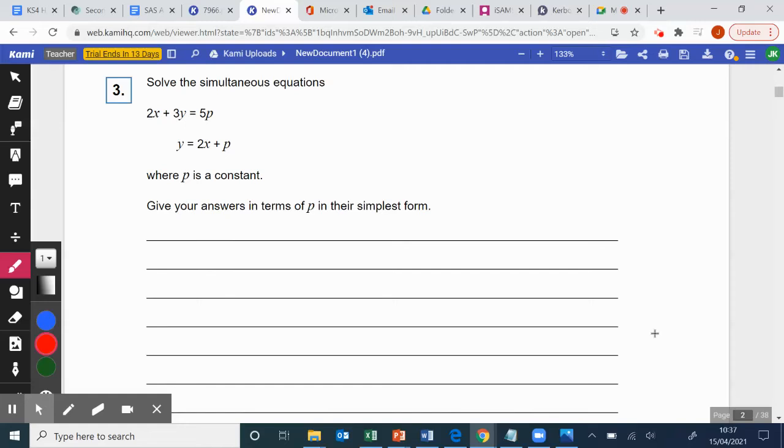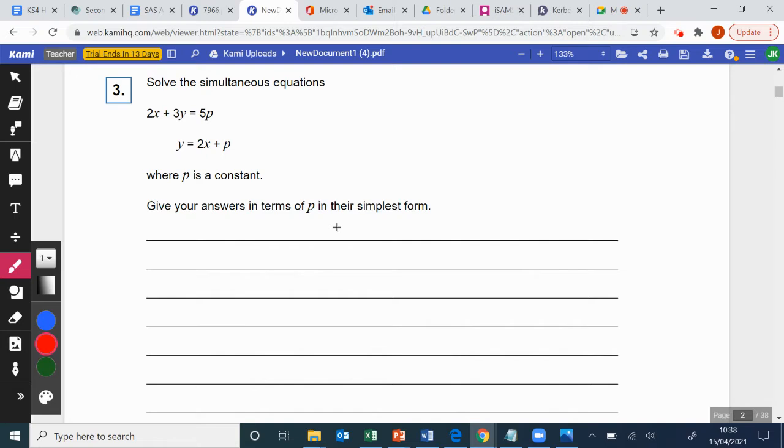Hello guys, we're back with another question on simultaneous equations, and it says solve the simultaneous equations 2x plus 3y equals 5p and y equals 2x plus p, where p is a constant. And we want to give answers in terms of p in their simplest form.